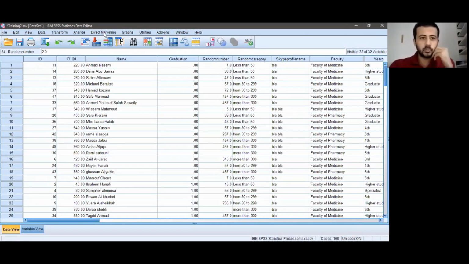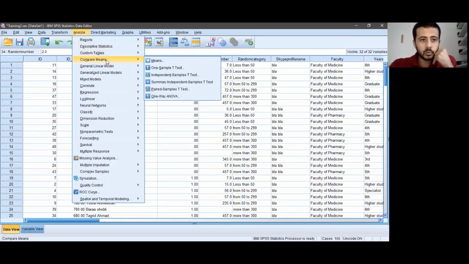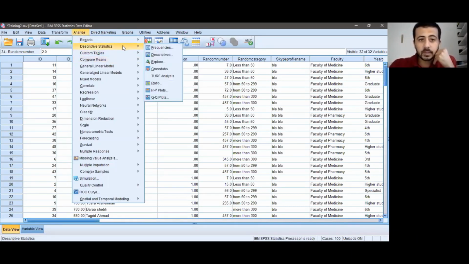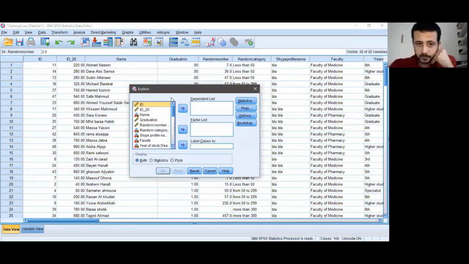What do I need to do right now? I go to analyze, I go to descriptive statistics, and from descriptive statistics to explore. This is a new method.